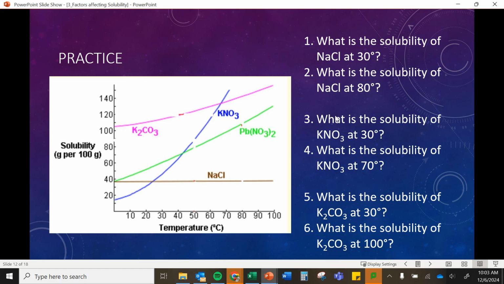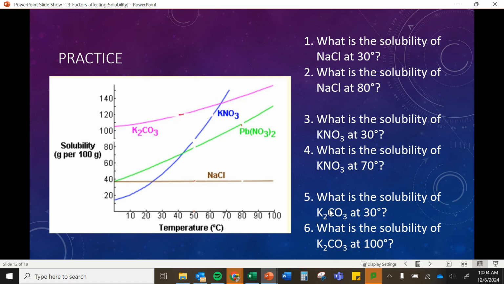Okay. What is the solubility of KNO3 at 30 degrees? So this one, we go up to the KNO3 line, which is blue, at 30 degrees, and it's about 45 grams. So we can dissolve more of that in the solution than we can the sodium chloride. Okay, number 4, what about at 70 degrees? So this really depends on the temperature. So if we go to 70 degrees, go all the way up, we get about 150 grams can be dissolved at 70 degrees.